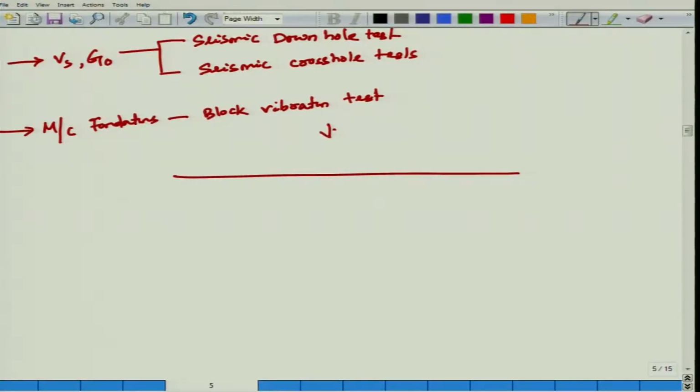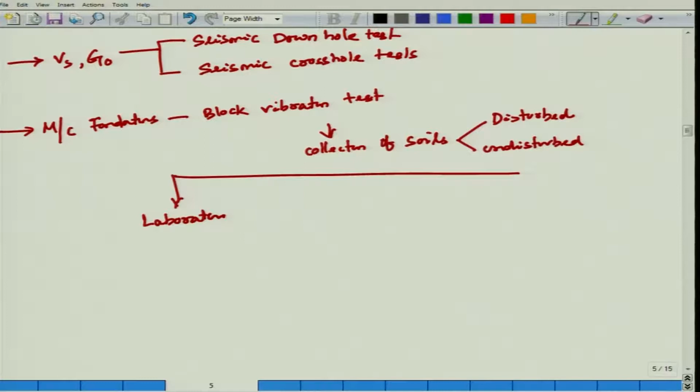First one is collection of soils. Earlier I have said either it is disturbed or undisturbed. Then from the collection of soil samples, you can do laboratory tests. Sometimes while collecting the soil samples and doing the laboratory test, the soil samples become remolded. It is not giving a true state of your soil inside the ground.